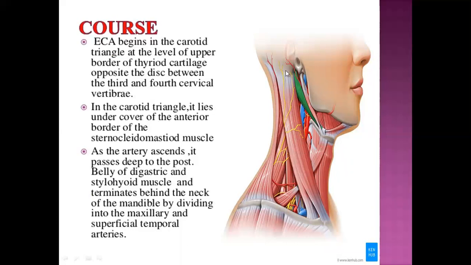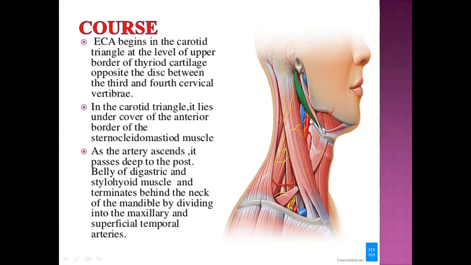Over the mastoid process, the posterior belly of omohyoid is also attached. So it is also behind the posterior belly of omohyoid and stylohyoid. Stylohyoid, which is coming from the styloid muscle, is also here. So it is behind these two muscles: behind the sternocleidomastoid, behind the posterior belly of digastric and stylohyoid, and behind the neck of the mandible, dividing into the maxillary and superficial temporal artery.